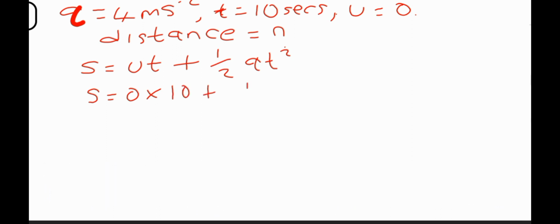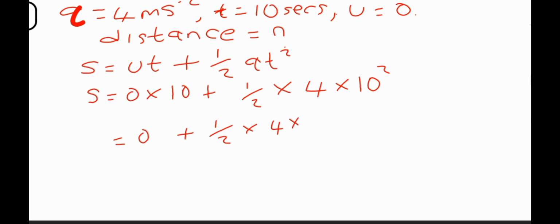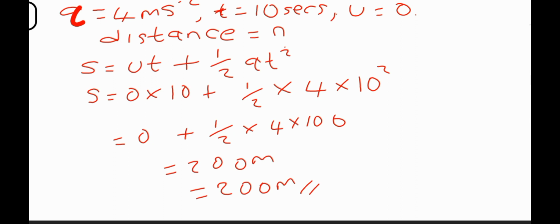So s equals ut plus half at square. Put the right parameters: 0 times 10 plus half times 4 times 10 square. 0 times 10 is 0, plus half times 4, that is 2, 10 square is 100, 2 times 100 is 200. So our final answer should be 200 meters. Half times 4 times 100 is going to be 200 meters. So the distance they are looking for is 200 meters. Let's proceed to the next question.